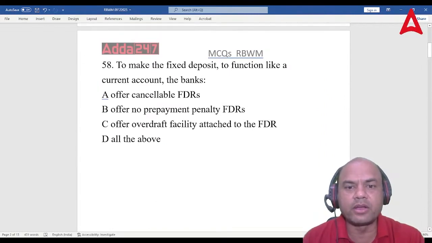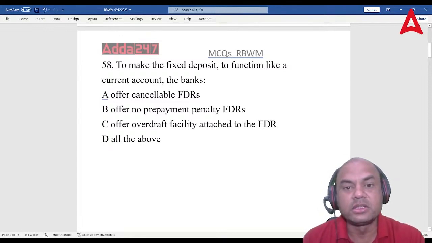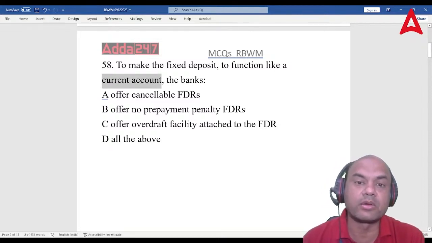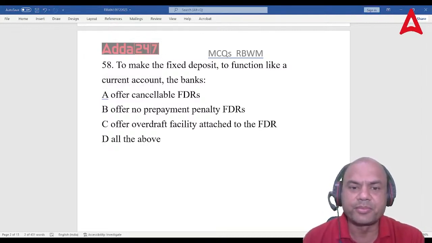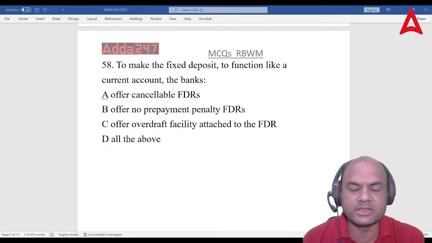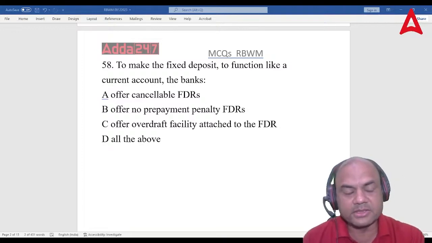To make the FD function like the current account, the banks offer what? Function like a current account. Look at this. To make an FD function like a current account means what? How can an FD function like a current account? What is a current account? Everyone, what is a current account? Current account means where I make constant transactions, unlimited transactions. So can I make the same in FD?